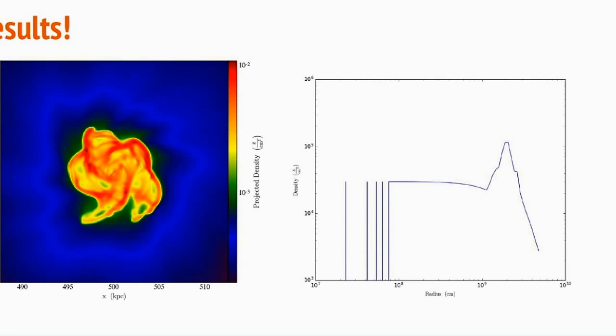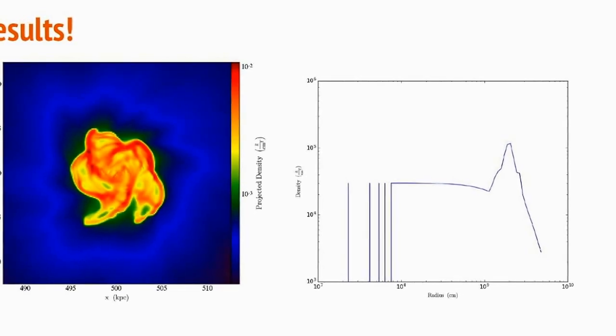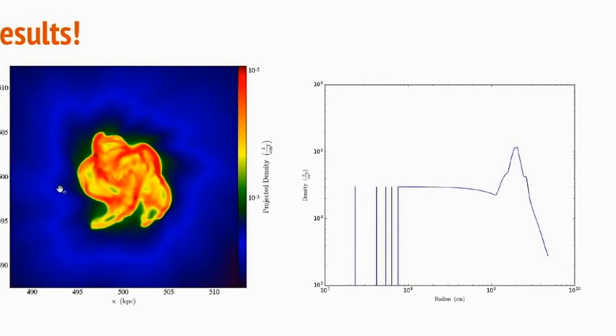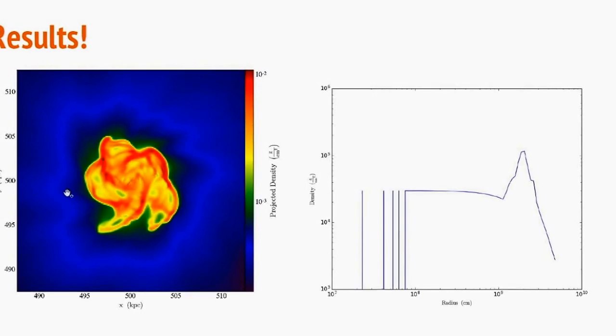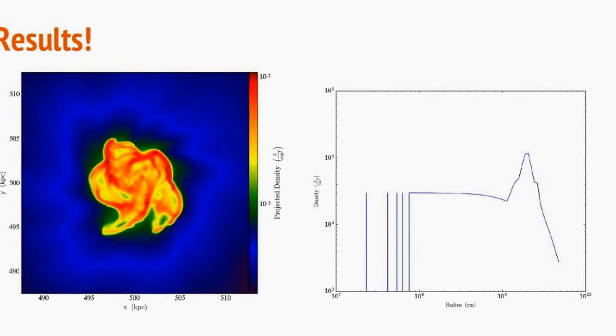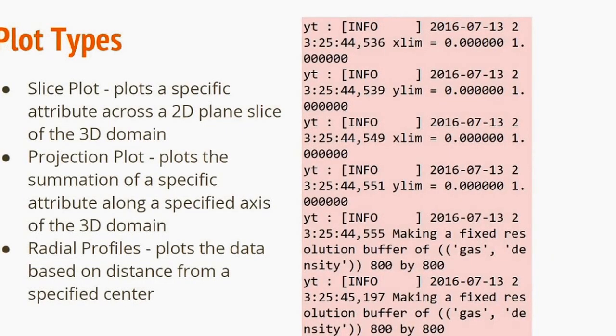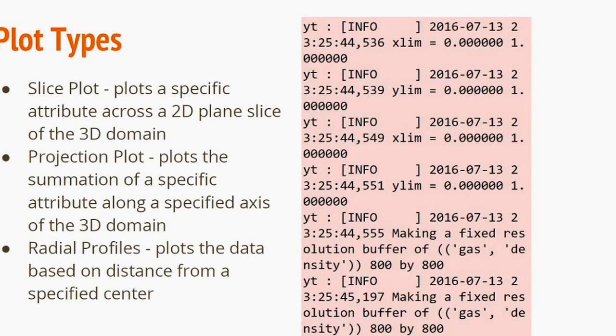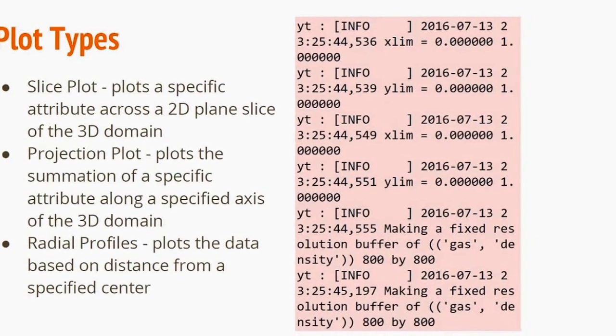So how it works is, instead of plotting it in a two-dimensional fashion, you specify a center, and the data is plotted based on its distance, its radius, from that center. So these are the three main types that we have so far. We are going to add more.